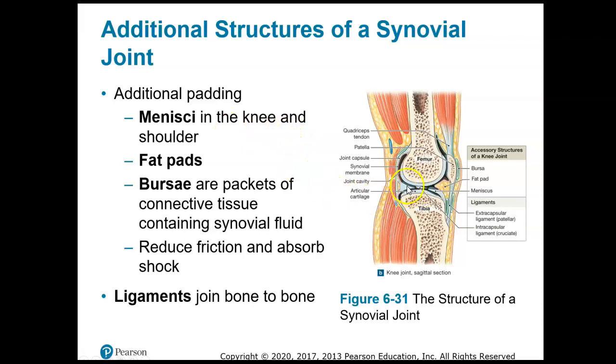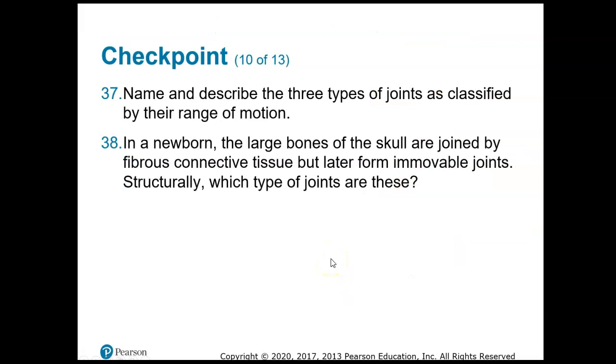The menisci in the knee, or singular, meniscus, are like little triangular sections of really tough fibrocartilage that provide some stability. Then you have fat pads for shock absorption. Ligaments join bone to bone. There's a lot of ligaments in the knee for stability.